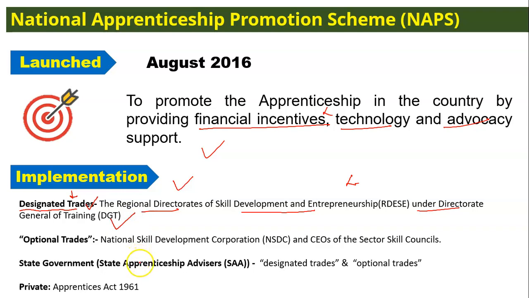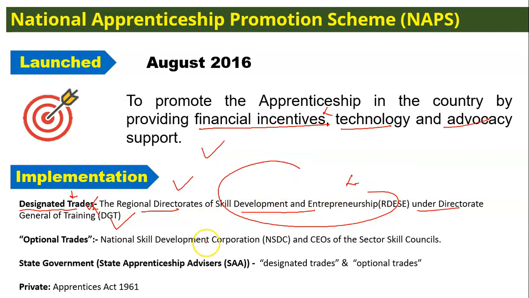And what is the meaning of designated trade? Actually, these are the trades which are defined under the Apprenticeship Act 1961. There are 2 or 3 types of trade. The first one is designated trades, the second one is optional trade. Under designated trades, you will find advanced mechanic, advanced welder, attendant operator, dairy. These come under designated trade, and it is taken care of by skill development and entrepreneurship.